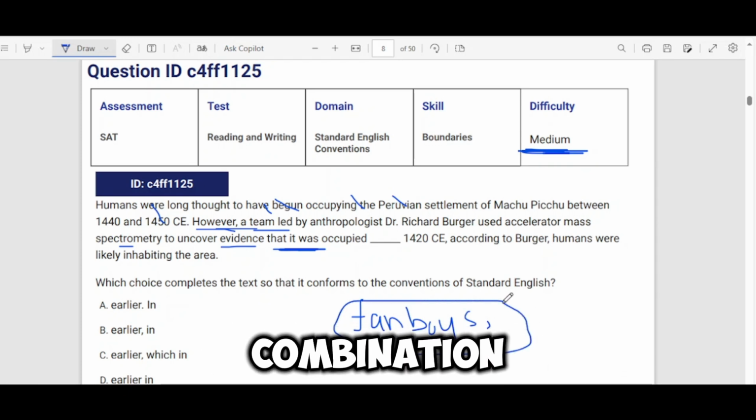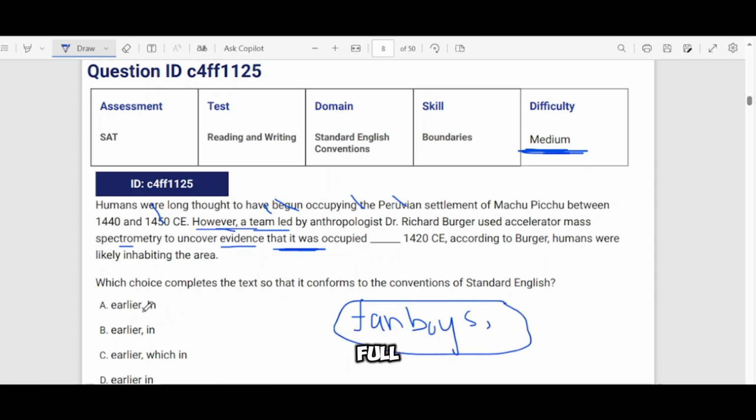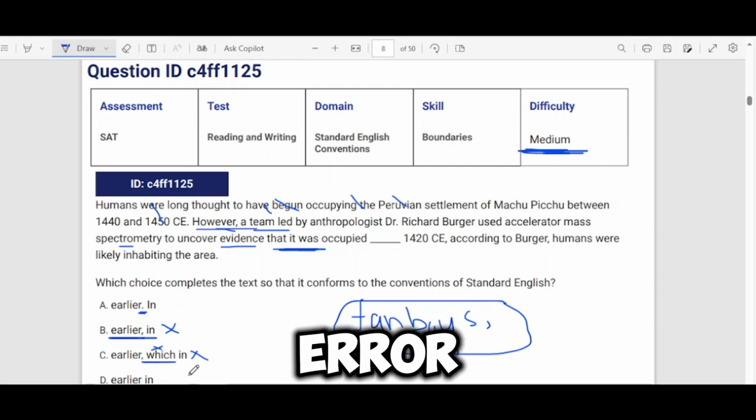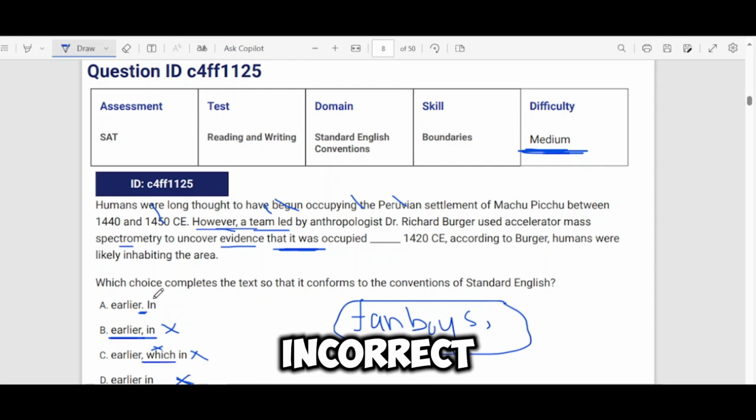Okay, this combination. Let's see. "Earlier. In," okay, this can work. All right, so let's see the next one. "Earlier, in," this is wrong, because if there was an independent and a dependent clause, then this would be correct. "Earlier, which in," which is not a FANBOYS, this is wrong. "Earlier in," this will give a run-on error, so this is also incorrect, and this is the correct answer.